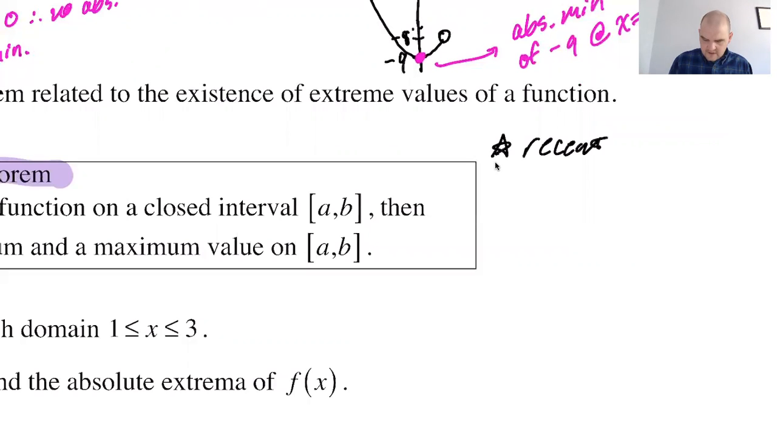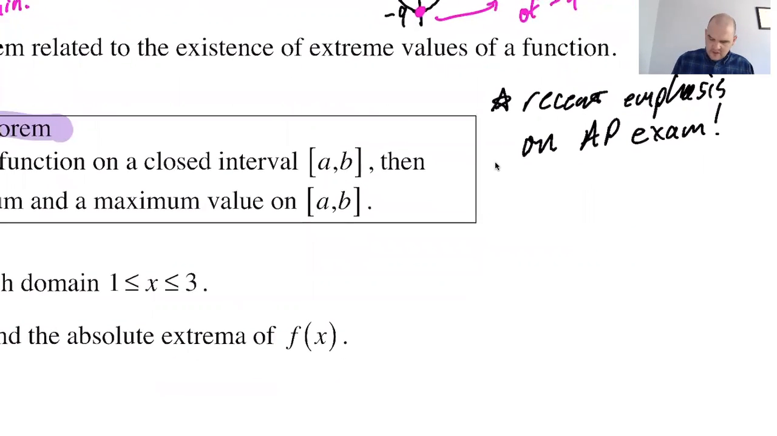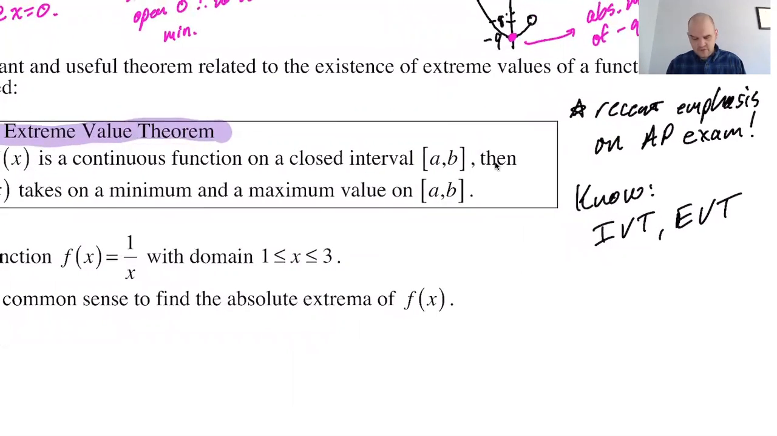There's been a recent emphasis on it on the AP exam. It used to be the case that this one didn't get mentioned all that much. There are 3 value theorems, and we know 2 of them. We know IVT, we know EVT, and someday, if you keep going, you will know the MVT, the mean value theorem, which is probably the most important of all of them. But intermediate value theorem, extreme value theorem, make sure you know these, right? These are theorems that you're going to actually reference at some point.